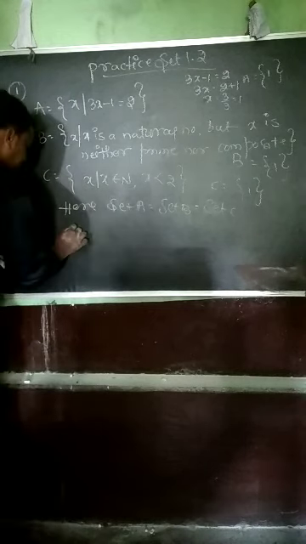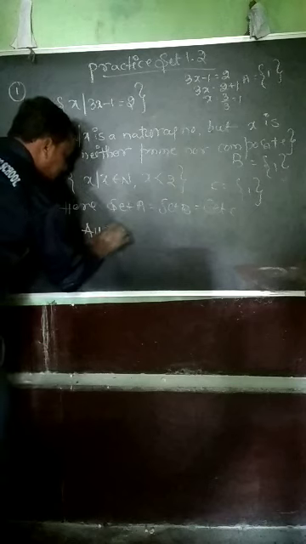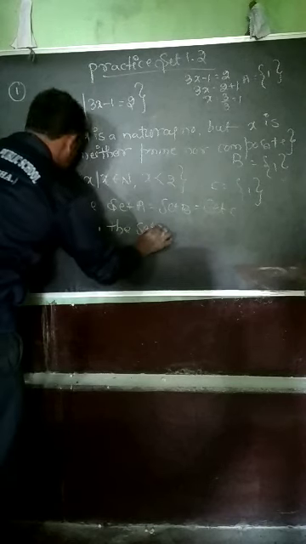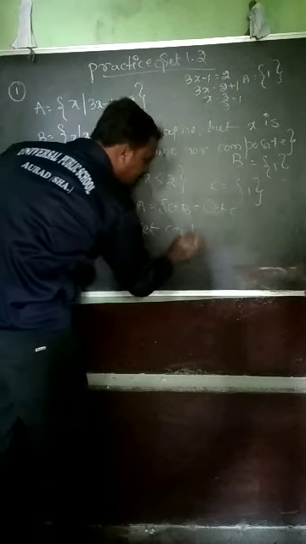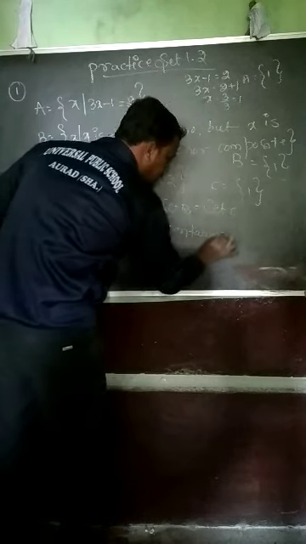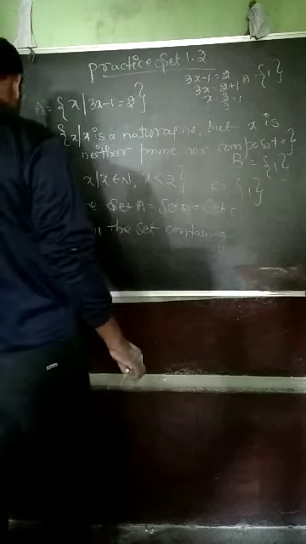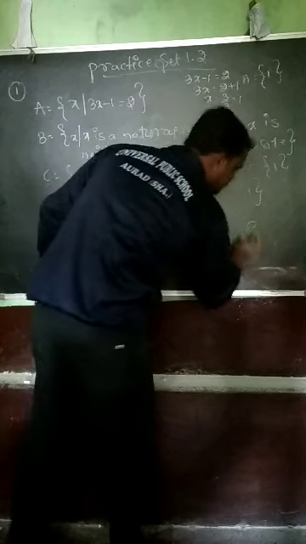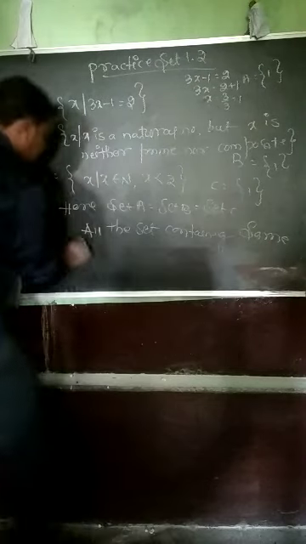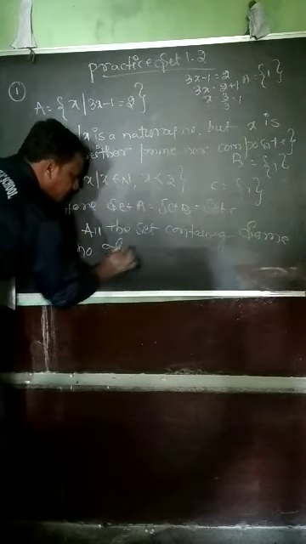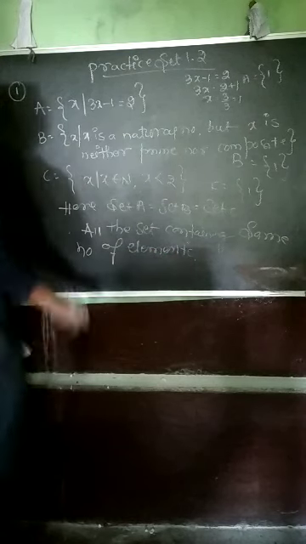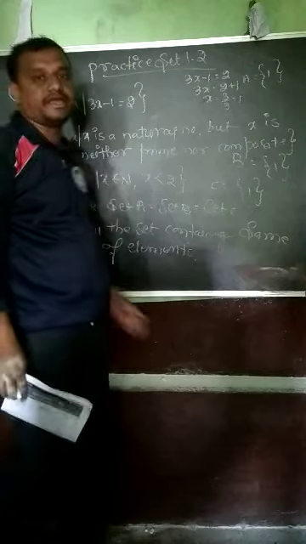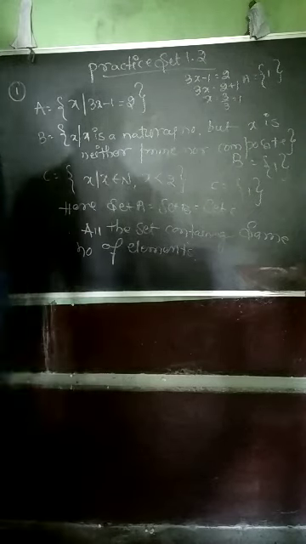Therefore all the sets, we have to write the reason: all the sets containing the same number of elements, then the sets are called equal sets, right?